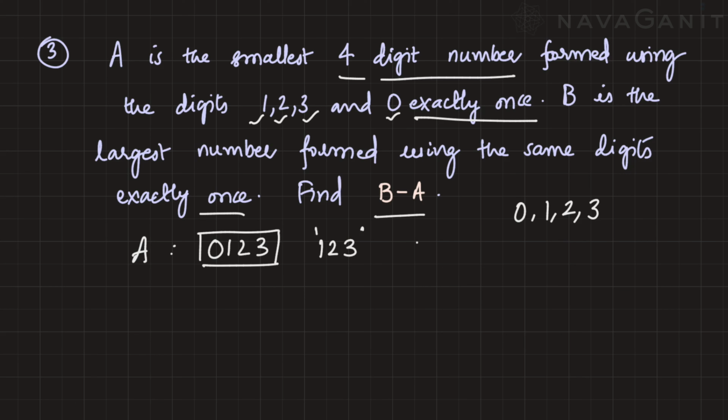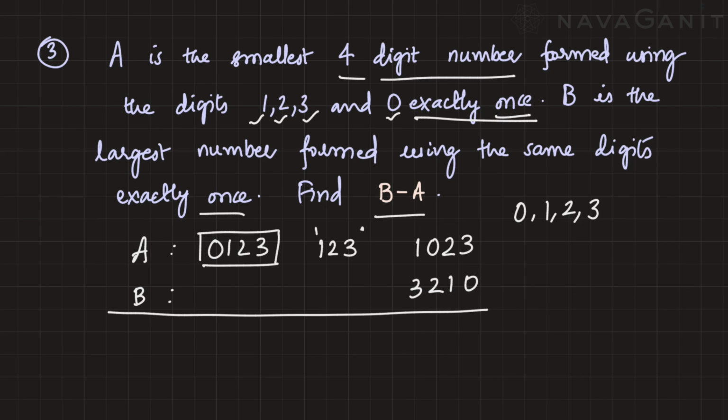So instead, I have to begin the number with 1. So it would be 1023. So 1023 would be the smallest 4-digit number which is formed using 1, 0, 2 and 3 exactly once. And B is when I arrange the digits in descending order, it would be 3210. So A is 1023 and B is 3210. Now B minus A is simple, which is 3210 minus 1023, that is 2187.